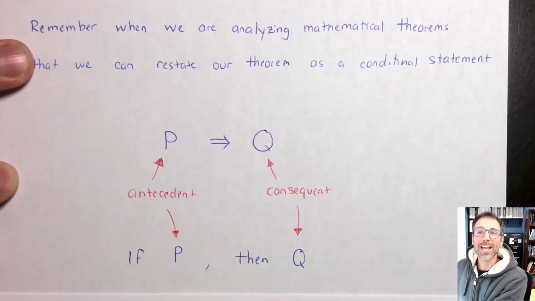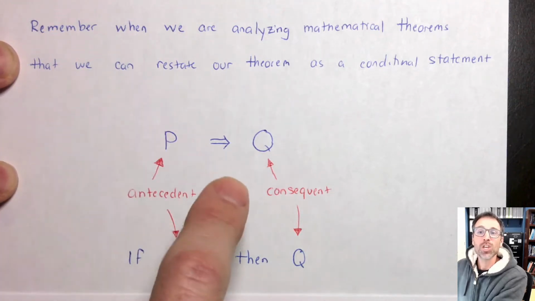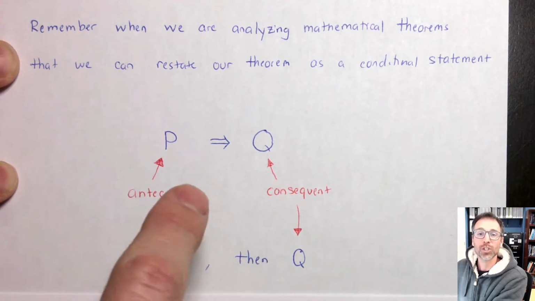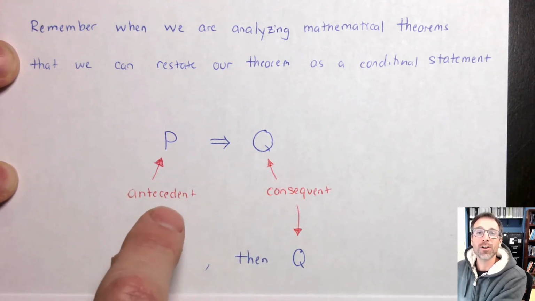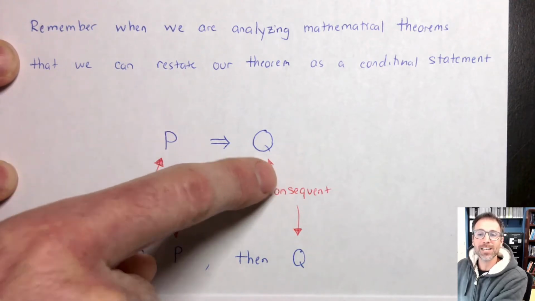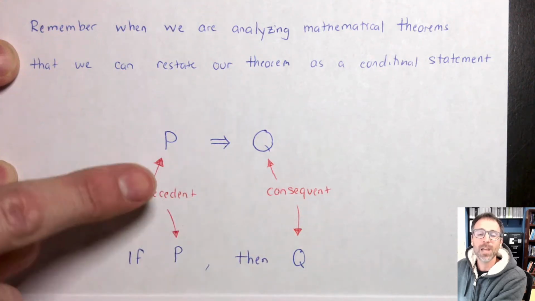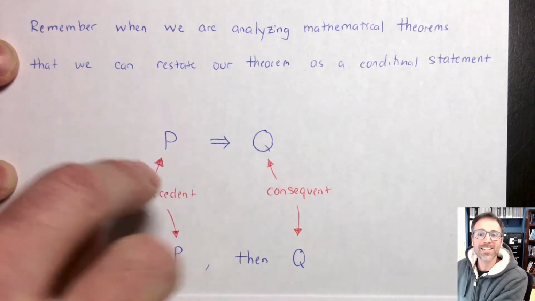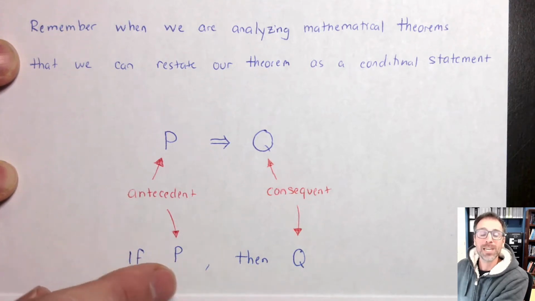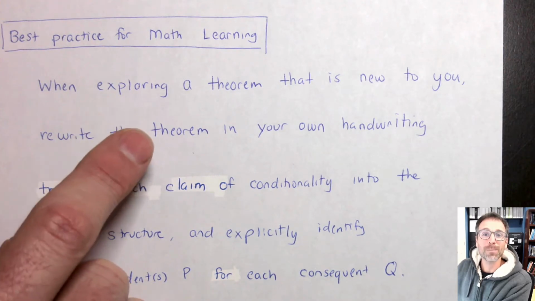Remember that anytime we're analyzing a mathematical theorem, it's really helpful to restate our theorem using a conditional statement. This is a formal logical structure that allows us to break down what a theorem is saying. In this conditional statement, we read this as P implies Q, and that is a double arrow, so it's 2 parallel lines with an arrowhead. The P statement is called the antecedent, the Q statement is called the consequent, and we read that as if P, then Q.